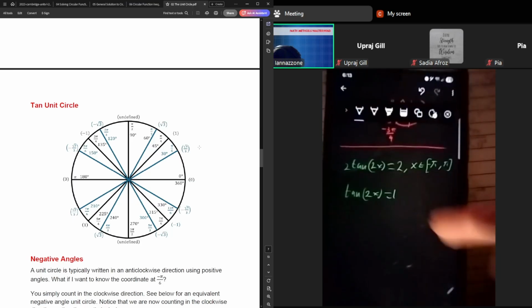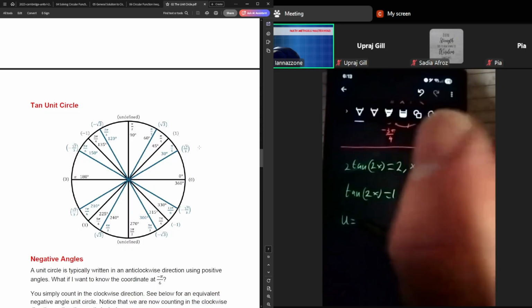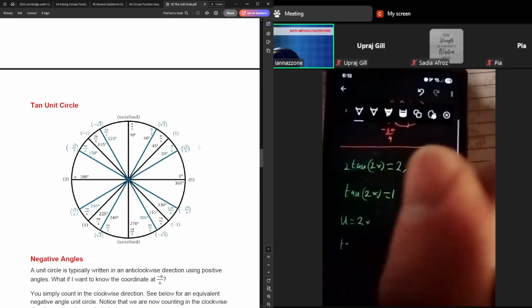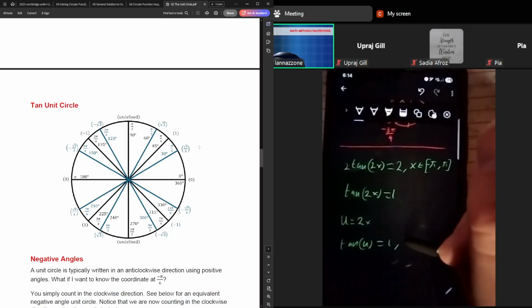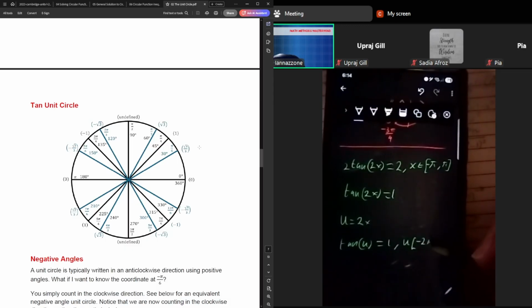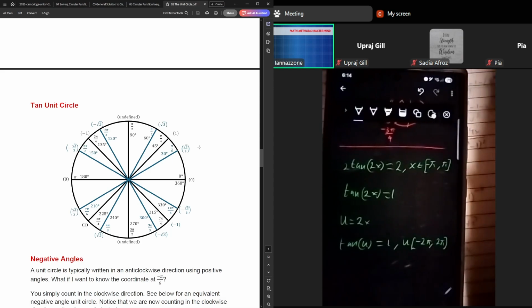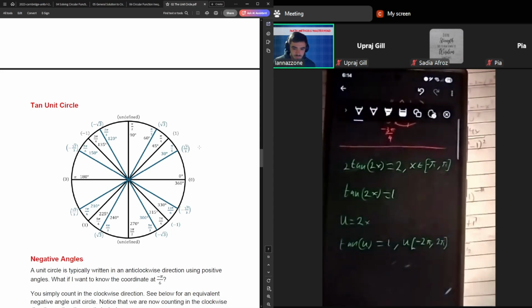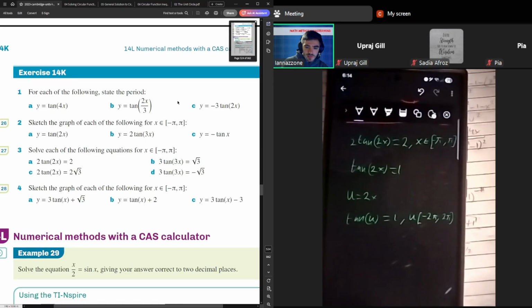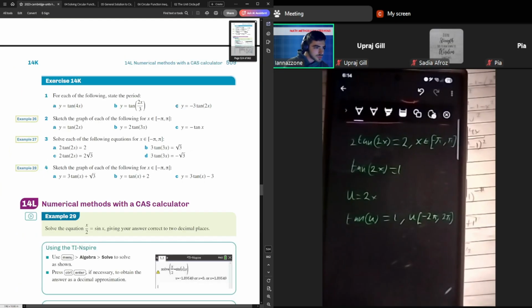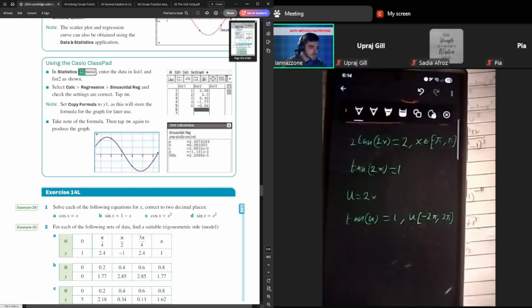To get around any domain issues, I might be doing u equals 2x, and therefore I'd have tan of u equals 1, and you would do it for u is an element of negative 2 pi to 2 pi. That way you know you're looking for 2 solutions in the positive direction, 2 solutions in the negative direction. But of course you could just solve a bunch of them and cut out if you need to. Anything to clarify further there, let me know. Otherwise, we'll move on to general solutions.